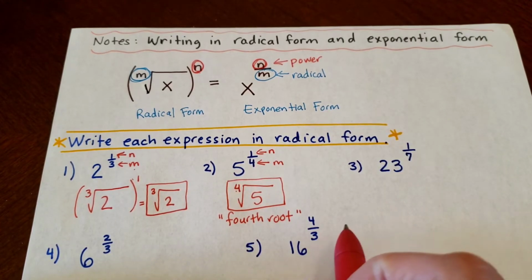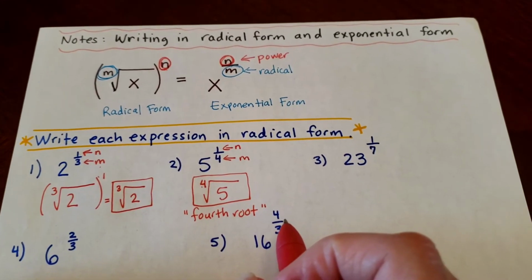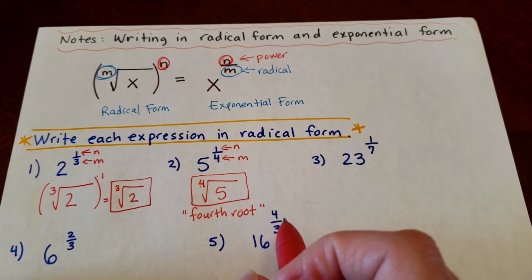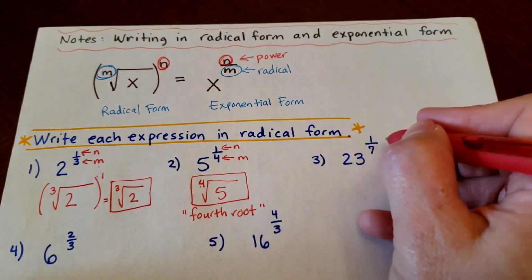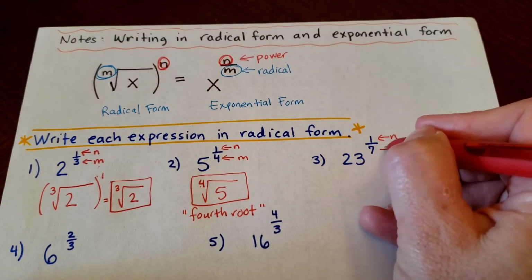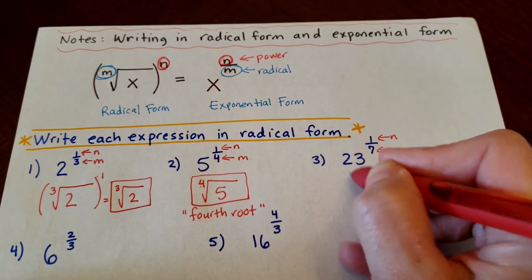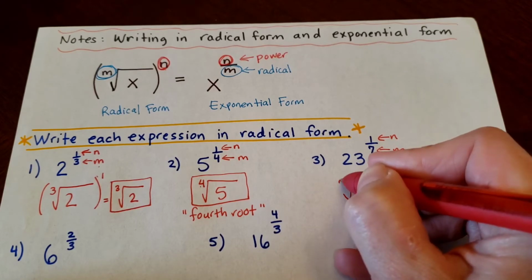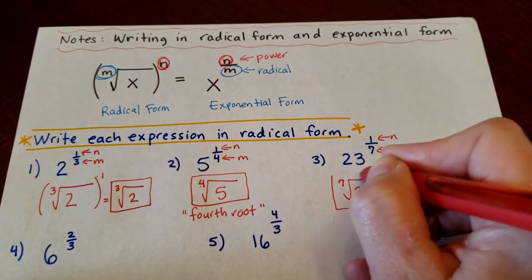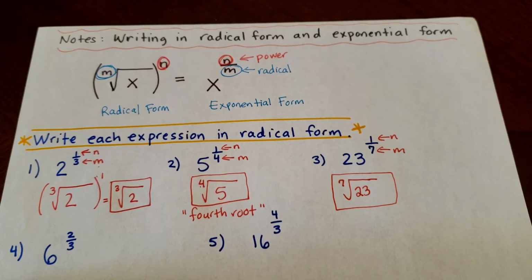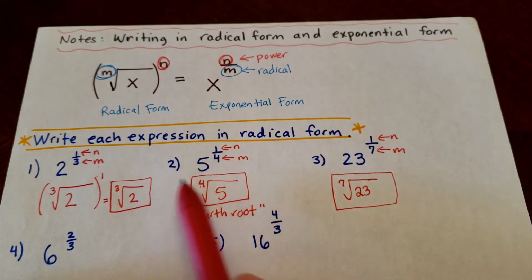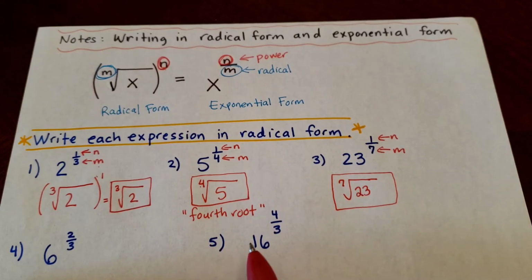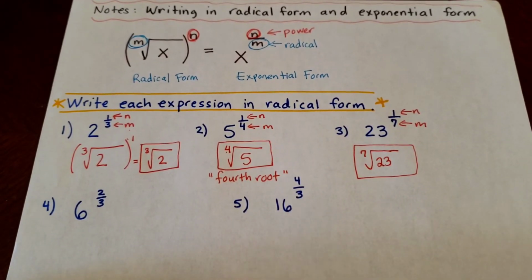Go ahead and try number 3. If you want to pause the video for a second, try number 3. So top number is your n, bottom number is your m. This goes under the radical, so 23. There's a 7, and then there's a 1, so again, we'll leave it. So those first 3 all had the same numerator of 1, so we did not write anything outside. Now let's look at 4 and 5, because those are going to be a little bit different.